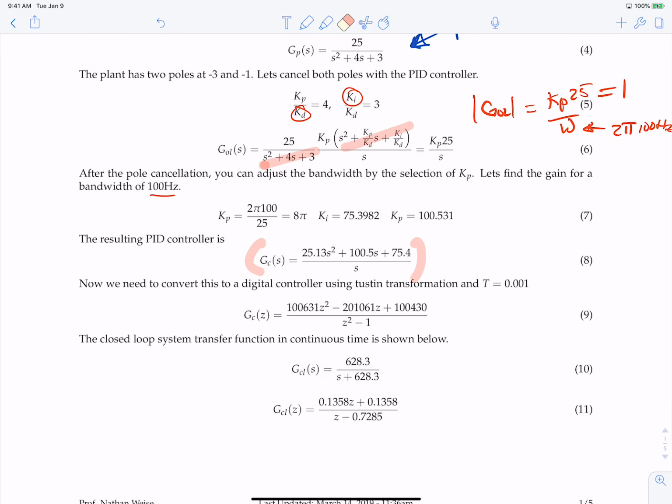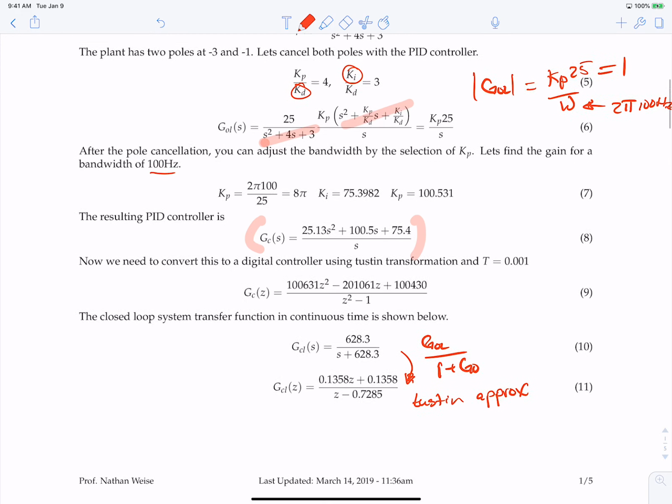Now we can look at the closed loop transfer function by doing GOL over 1 plus GOL. This is back in the Laplace domain. And we'll get 628 by S plus 628. And again, you can convert this closed loop response to the time domain with the Tustin approximation again.